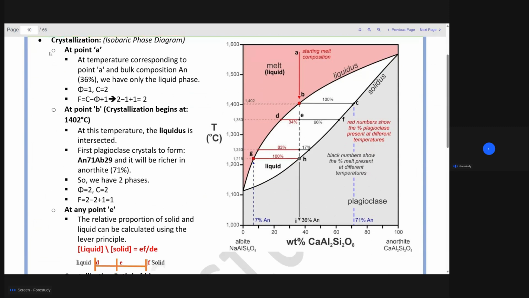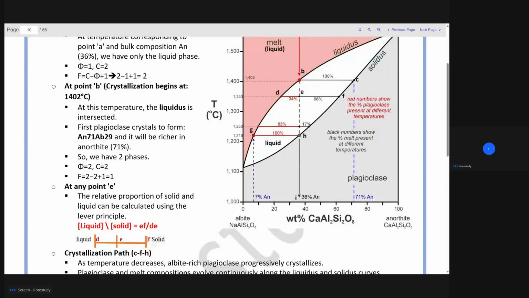Okay. So at point A, at 36% anorthite and its complement, at the pressure corresponding to point A, we have only the liquid phase. So phase phi equals 1, components equals 2. So F equals C minus phi plus 1, that is 2 minus 1 plus 1, that is 2. So the degree of freedom here is 2. That means the weight percentage as well as the temperature are independent of each other. We can vary anything in this phase.